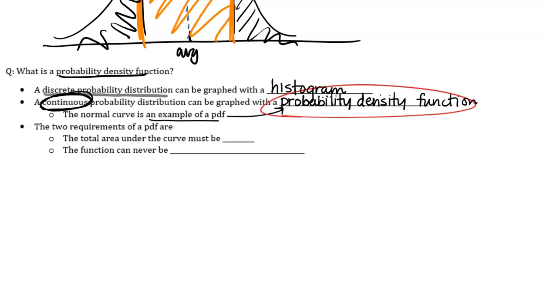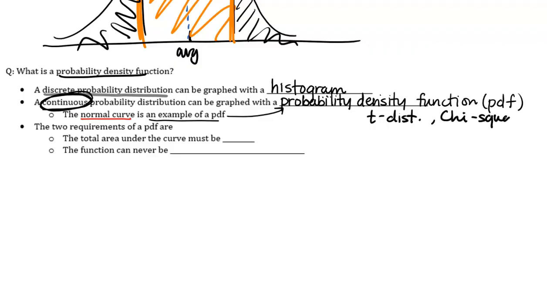We're not going to talk too much about PDFs in general. This is abbreviated PDF for probability density function. We're going to focus mostly on normal curves because the normal curve is the most important type of PDF. But I just wanted you to know that the normal curve is an example of a PDF. We will look at other PDFs in the course. Eventually we'll talk about the t-distribution, and eventually we'll talk about the chi-squared distribution, but those are just other examples of PDFs. The two requirements of a PDF is that the total area under the curve must be 1.